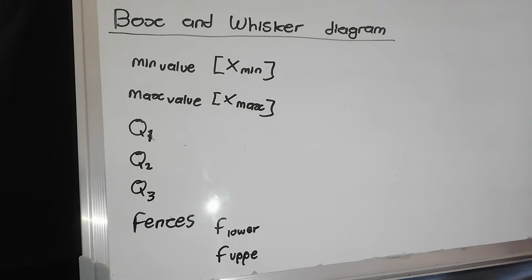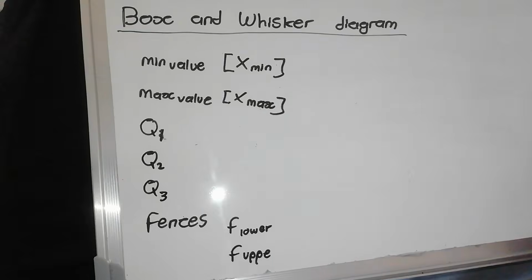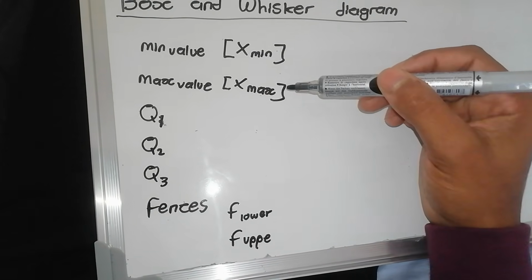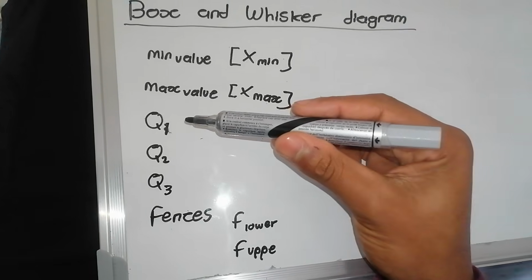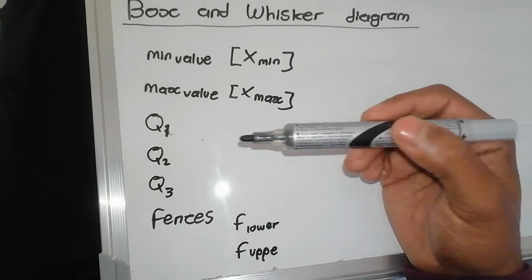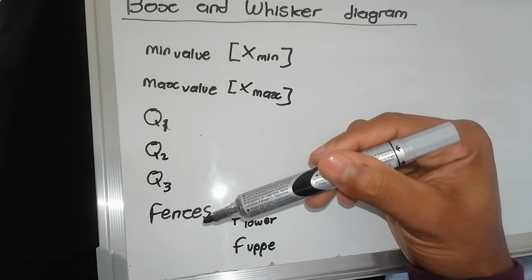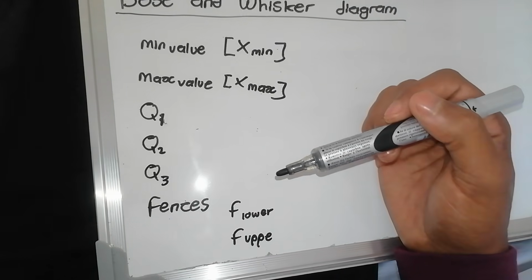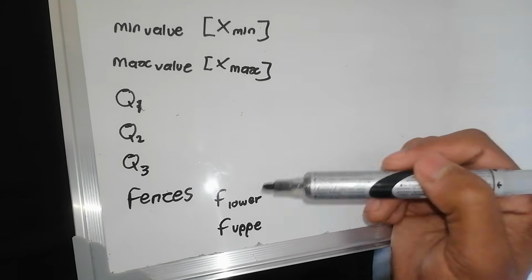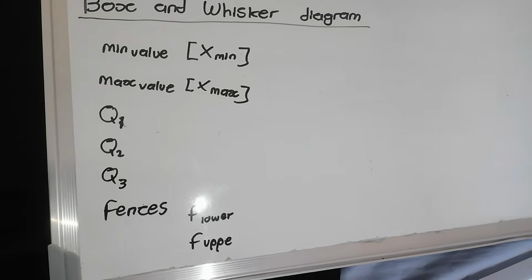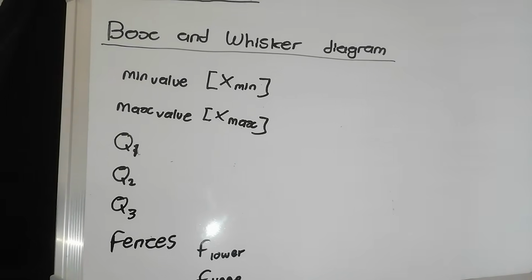So the first thing, you're going to group your data, and then you're going to find your maximum value and your minimum value, then calculate your Q1, your Q2, your Q3, then determine your fences, your lower fence and your upper fence. So this is all the information you're going to need to draw a box and whisker diagram.